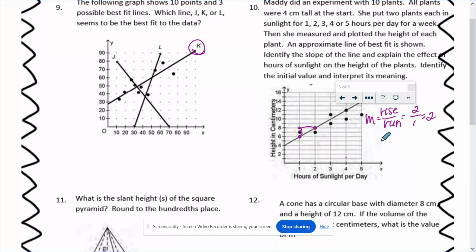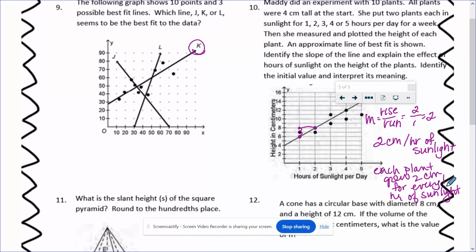So what does that mean? We always describe it using our y-axis first. So that's going to be centimeters per hours of sunlight. So as a sentence then, if I were to describe that, I could say that each plant grew 2 centimeters for every 1 hour of sunlight.